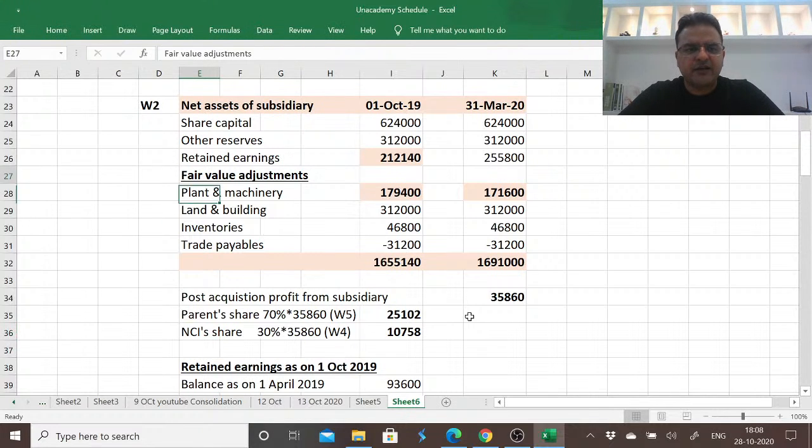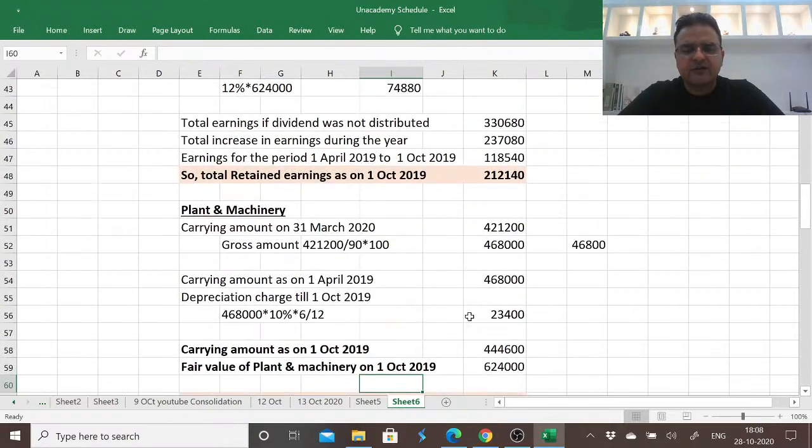Now the value calculated in net assets of subsidiary on date of acquisition, that is 1st October 2019, an amount of 1,655,140. This we need for calculation of goodwill. For the calculation of goodwill, we'll need the fair value of net assets of subsidiary on the date of acquisition. So we'll need this figure in calculation of goodwill.